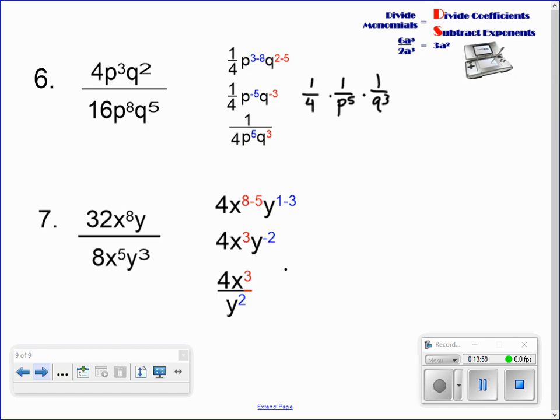Again, we can't have negative exponents. So again, the 4x cubed is not going to change. But the y to the negative 2nd power is going to change and become 1 over y to the 2nd power. Remember, anything can be made into a fraction, so I can make 4x cubed into a fraction by placing it over 1. That allows me to simplify. 4x cubed times 1 is 4x cubed. 1 times y squared is y squared, and so we end up with 4x cubed over y squared.